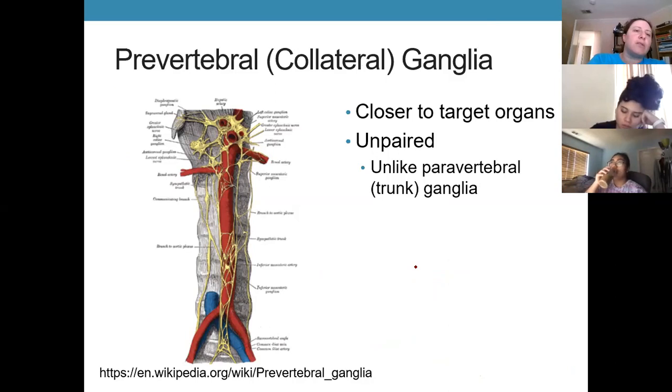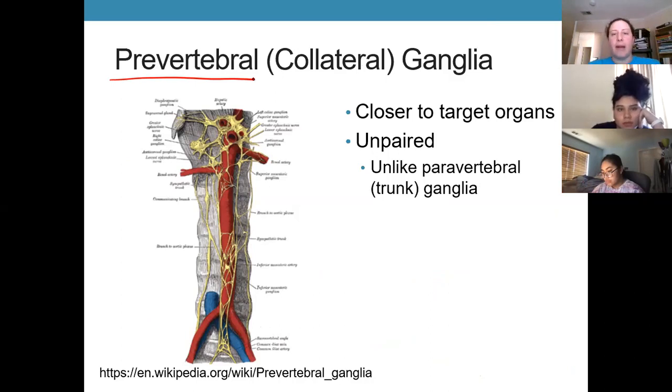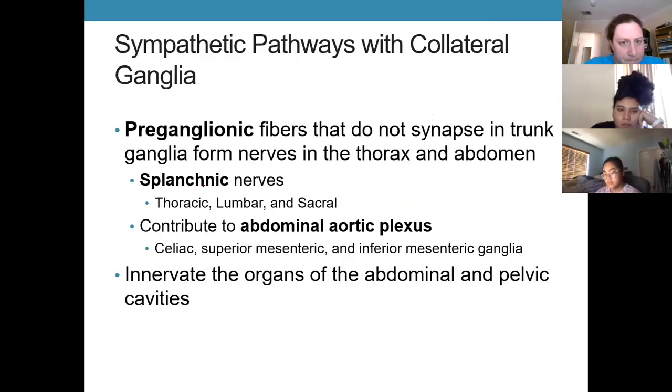So the collateral are also called prevertebral because they're typically sitting just on the ventral aspect of the vertebral bodies. And unlike the chain, these are unpaired. So there's no right or left side. There's just the one. And this is a picture of some of them because they're typically hanging out by, this is the aorta as it runs in the abdomen right along your vertebrae. So these are vertebral bodies right here. I have a couple other pictures.